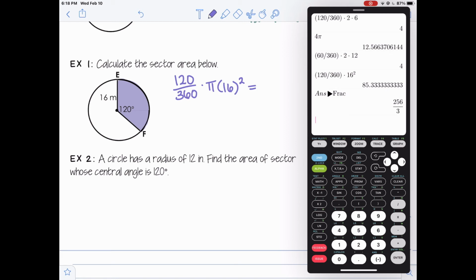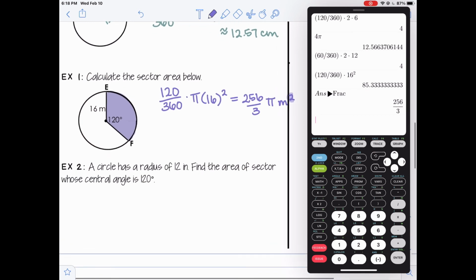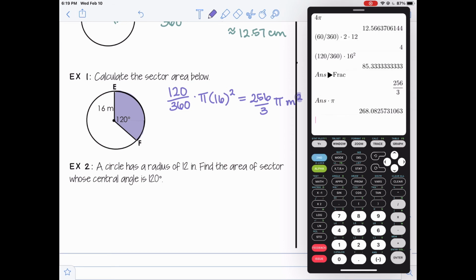I prefer that in a fractional form so that we don't have to round or anything. So about 256 thirds pi would be our final answer there. And of course, our units is meters squared, okay? If you need to put a little star here for yourself to remind yourself that the units there are squared, that would probably be a good idea. Okay, so 256 thirds. If we multiply that by pi, we would get our approximate answer, which is about 268.08 meters squared. So this is a big circle.